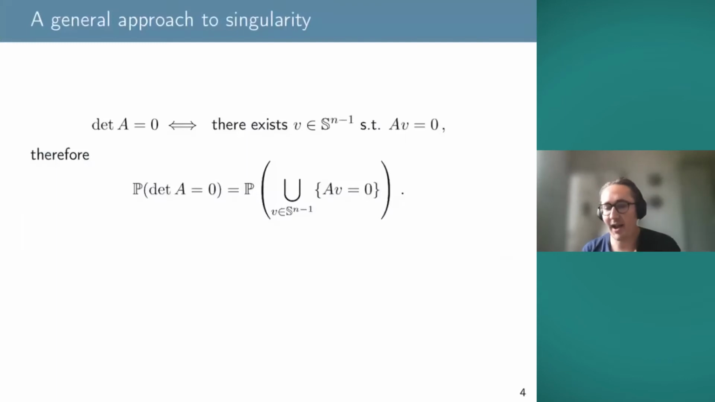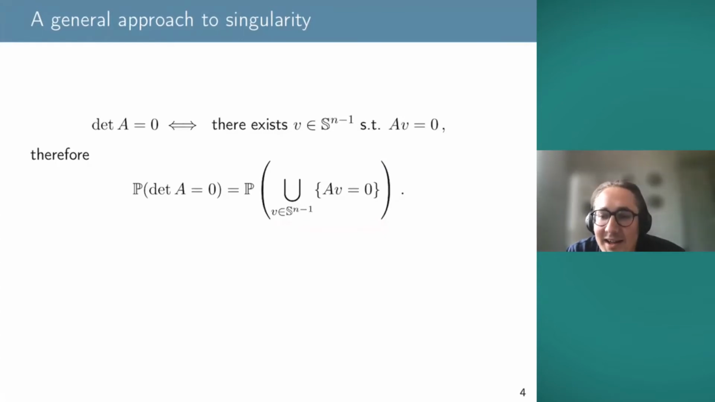Okay, so in the rest of the talk, I'm going to sketch a proof of this result. And let me start with a general approach to the singularity problem, if you've never thought about this kind of thing before. Let me start with a trivial observation: saying the determinant of a matrix is 0 is equivalent to saying that there exists a vector on the unit sphere in the kernel that gets mapped to 0 by A. So I can write that the probability that the determinant is 0 is the probability of the union of these events. And now I want to do a union bound.